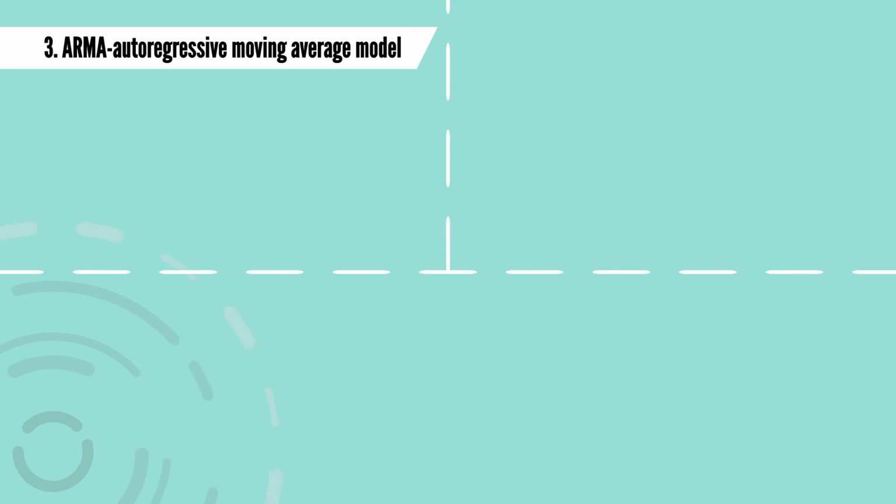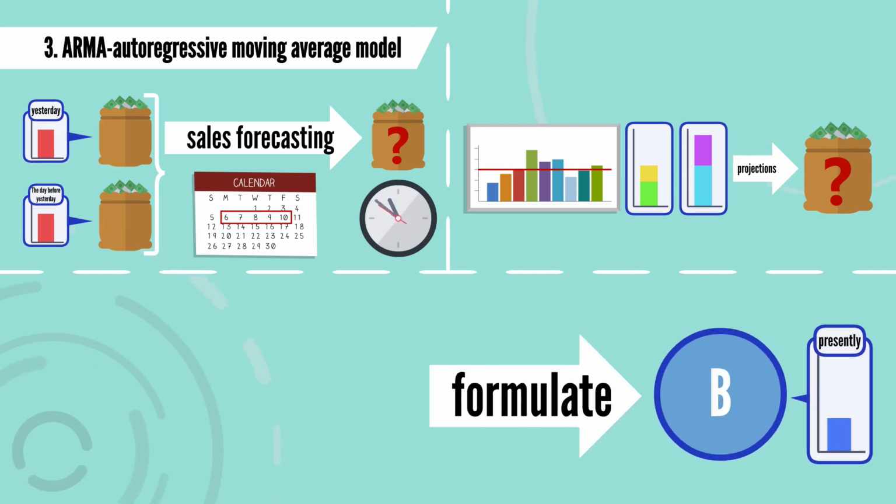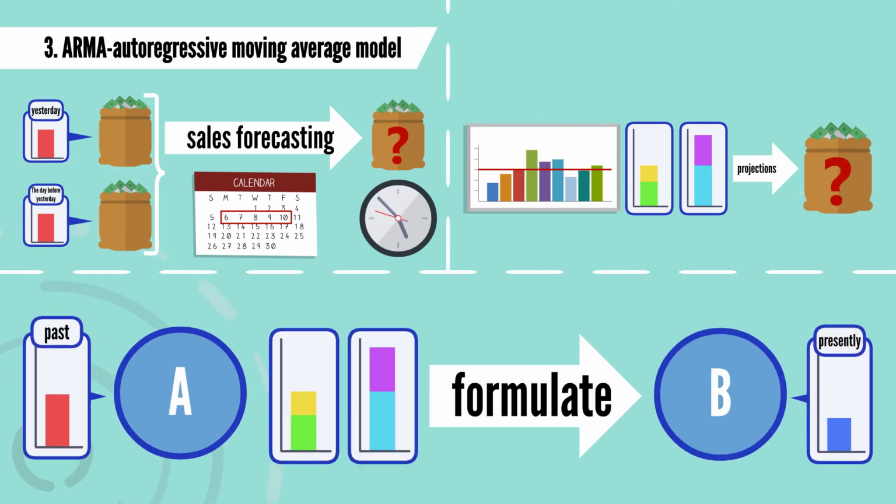3. ARMA model, or autoregressive moving average model. This model is a combination of AR and MA models. This model assumes that the current value is affected by past values and errors.